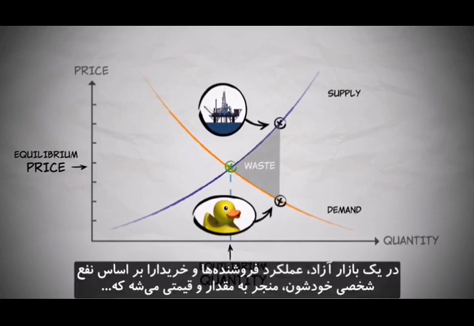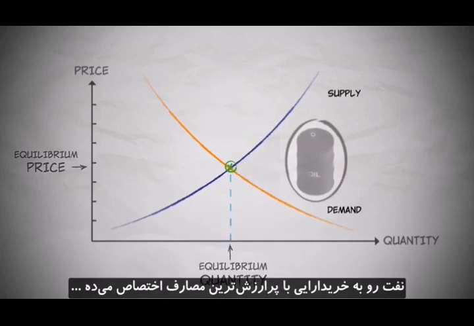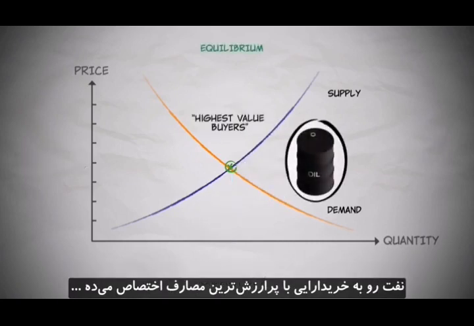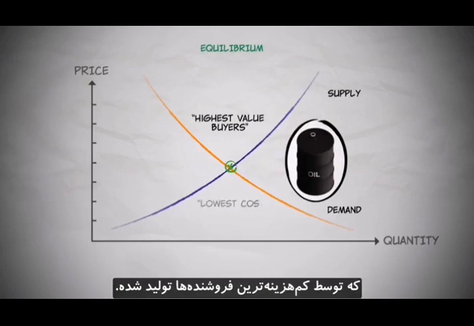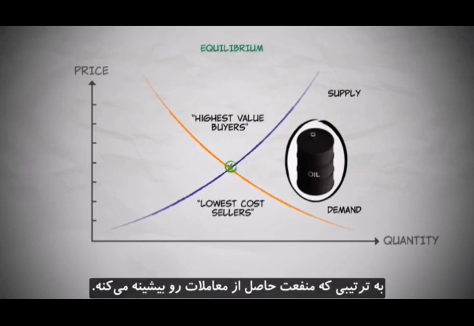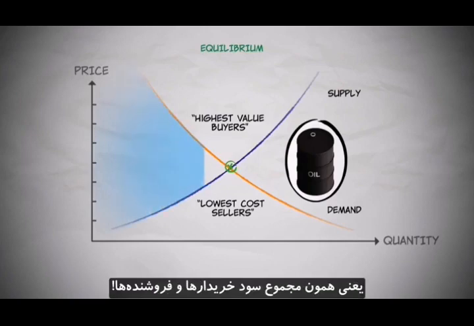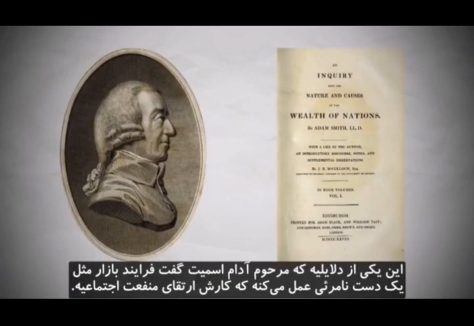In a free market, buyers and sellers acting in their own self-interest end up at a price and quantity that allocates oil to the highest value buyers produced by the lowest cost sellers in a way that maximizes the gains from trade, the sum of the benefits to buyers and sellers. This is one of the reasons Adam Smith said that the market process works like an invisible hand to promote the social good.